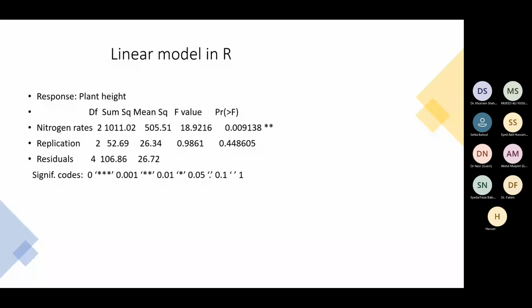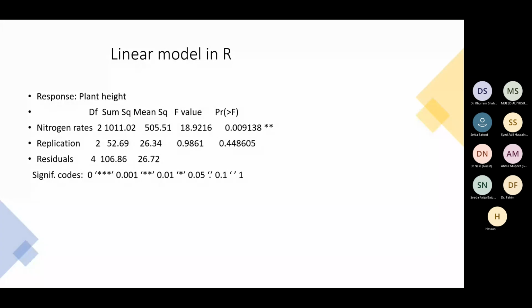I have continuous variables like nitrogen rates. The response variable is plant height, and the independent variable is nitrogen rate. So it's a simple design. I use linear models, and you can see that our nitrogen rate effect is significant. Our rates are 0, 75, and 150. So these show that the effect is significant.